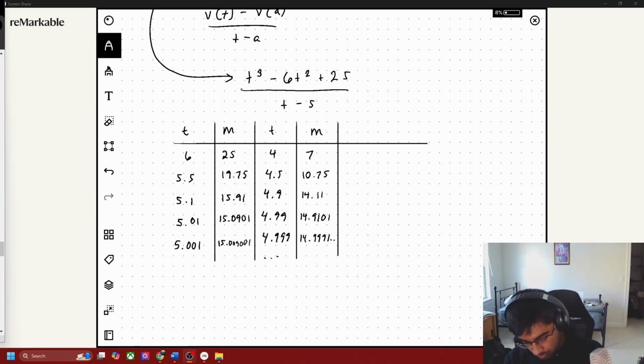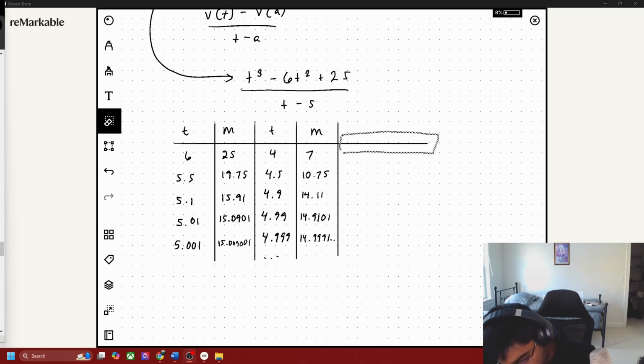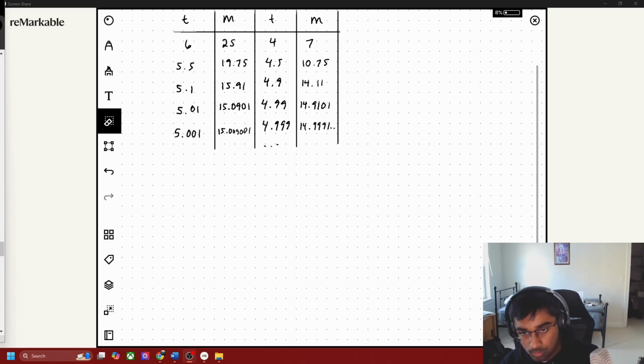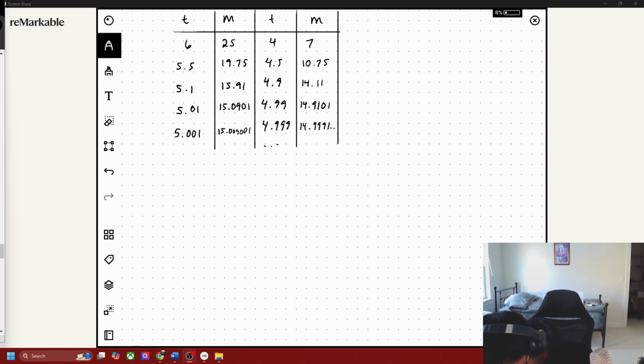All right, so I'll let you guess what number the graph is approaching now, what slope the secant lines are approaching. I'll give you like a second. Okay, second's up. So you can estimate that the rate of change here is 15.